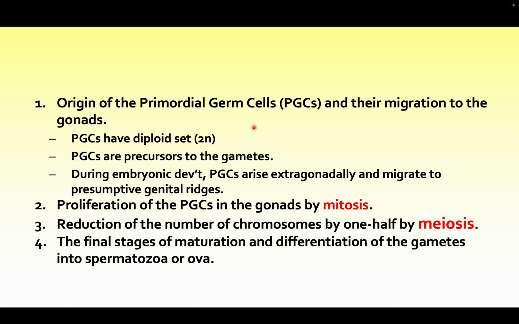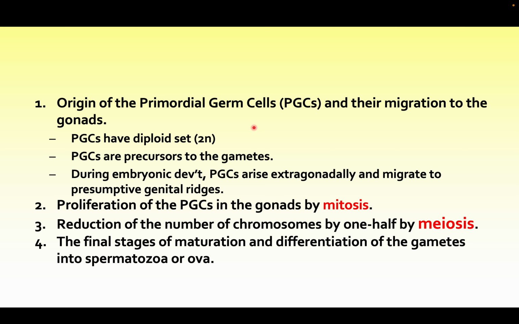During embryonic development, these PGCs arise extragonadally, meaning they arise somewhere not in the gonads per se, not the ovaries for the females or the testes for the males. And they migrate to the genital ridges, the presumptive genital ridges of the developing embryo. So please take note that as early as zygote development, as early as the period where the zygote is continuing to achieve multicellularity, the origin cells of the gametes have already been produced.